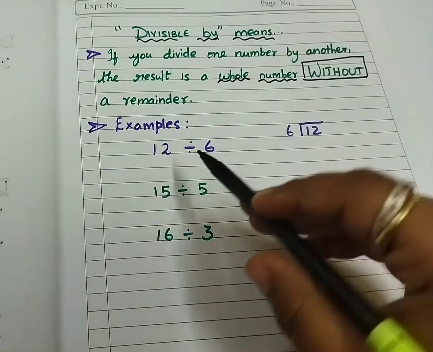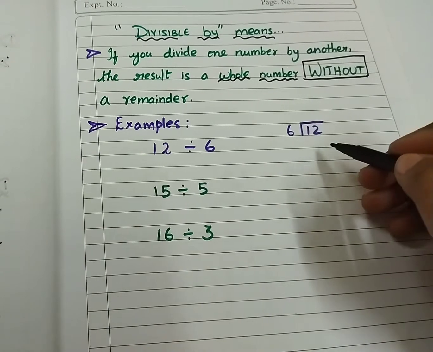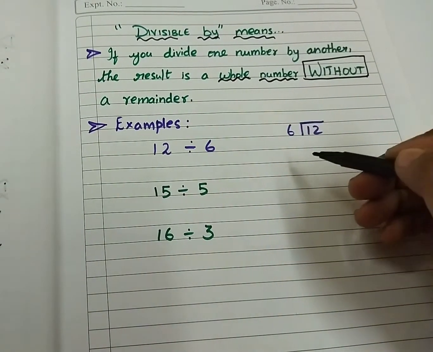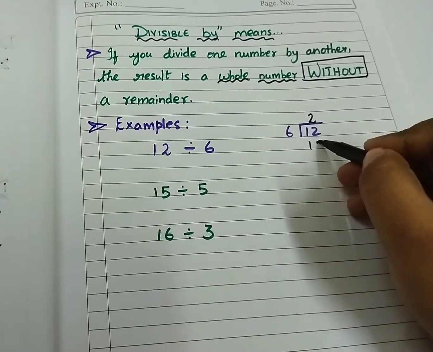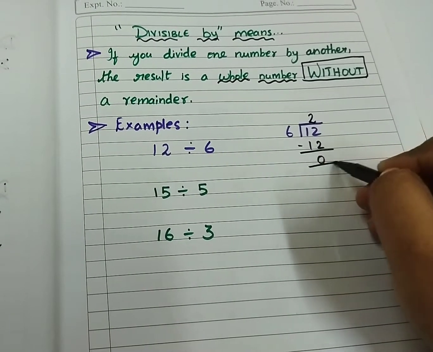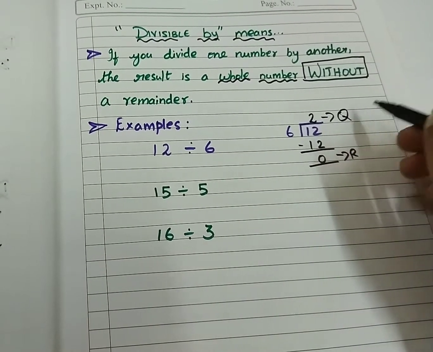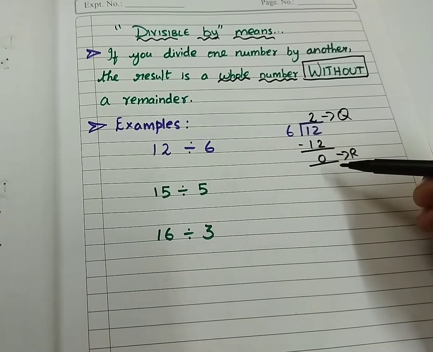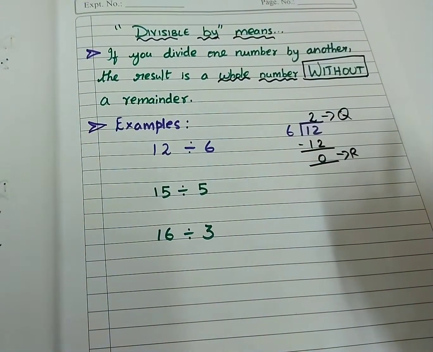For example, if you see 12 divided by 6. So 12 is my dividend, 6 is my divisor. I am dividing this. 6 2s are 12. So here if you see, I am getting the remainder as 0 and I got the quotient as 2, the whole number. That means when you get the remainder as 0, it is exactly divided. That is the meaning of divisible.